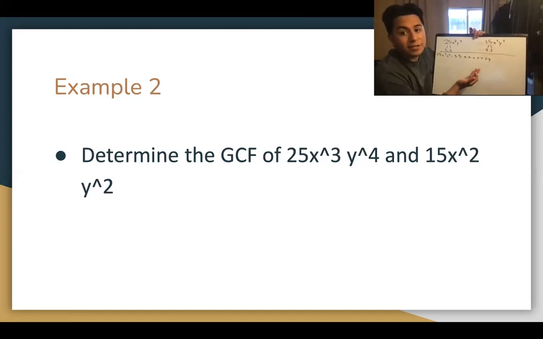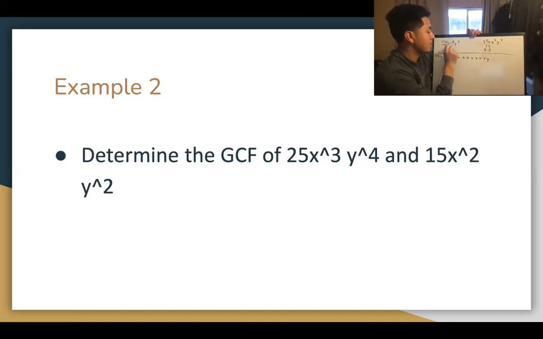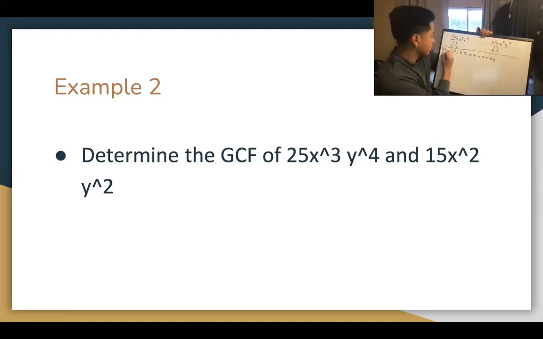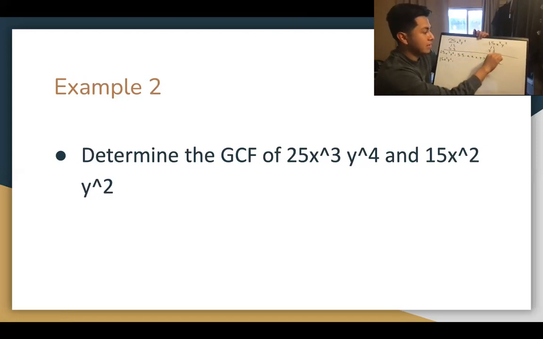And if there's any confusion as to how many I have to write, just look at what power it is. To the power of 3, 3 x's; to the power of 4, 4 y's. And we're going to do the same thing for this number right here, 15x to the power of 2 and y to the power of 2. As we already solved for it, it would be 3 times 5 times x times x times y times y.